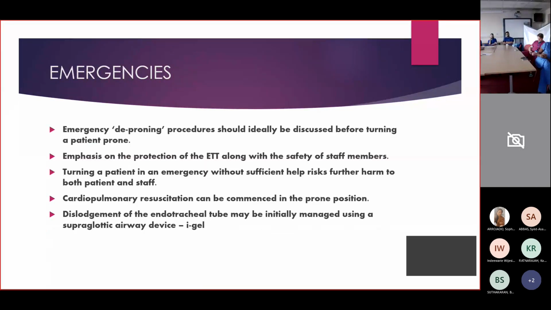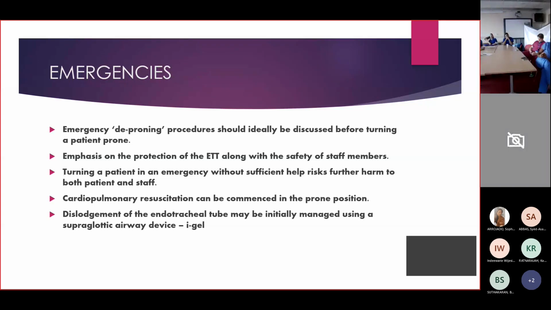So when do we deprone the patient? One is an emergency deproning. For emergency deproning, we should always discuss when we will do it and when it should be done. We have to be careful because we should protect the patient from any dangers as well as protect the staff. A lot of staff members also develop injuries, back pain, and all these problems when adequate staffing is not available.